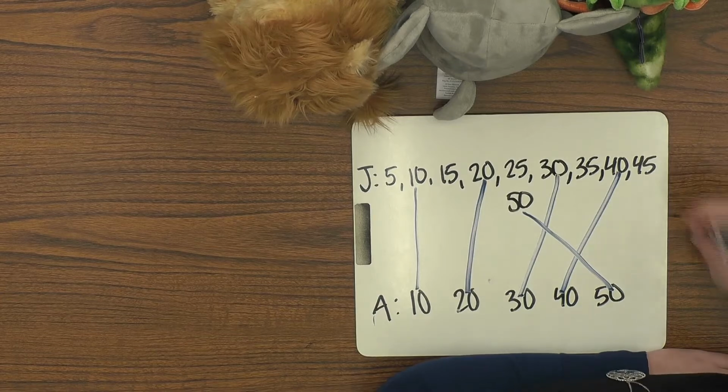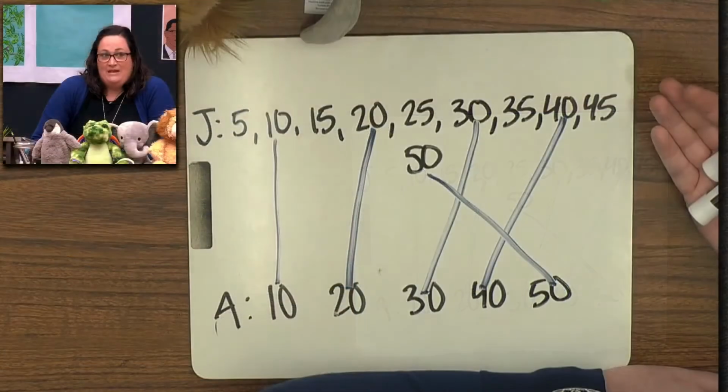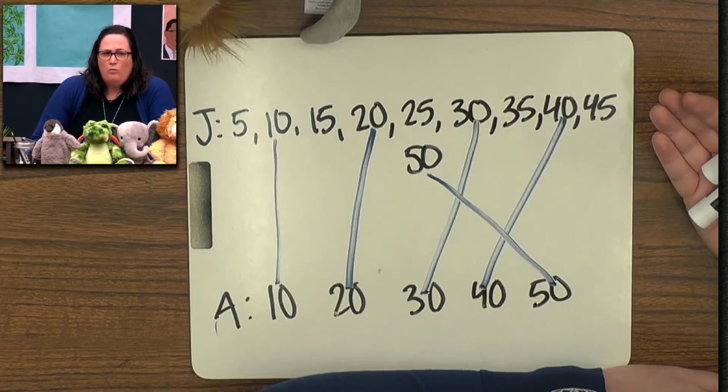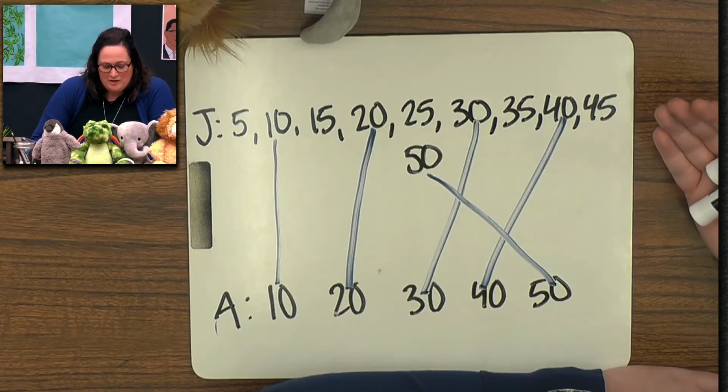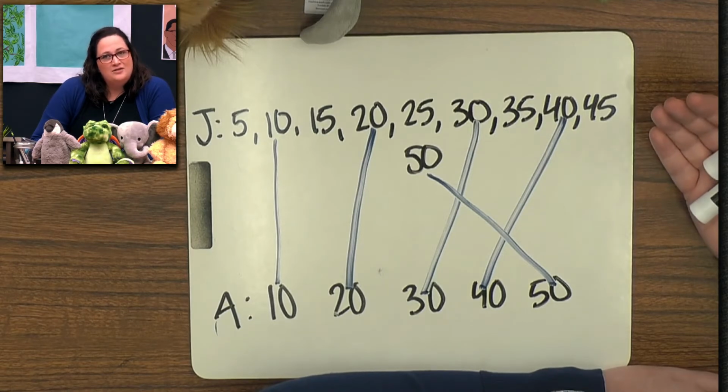Why? What's the pattern? Why is it that they are both going to say those numbers? Have some private think time for a minute. Why is it that it's the 10, 20, 30, 40, 50 that they're going to say the same? What's the pattern that tells you that?